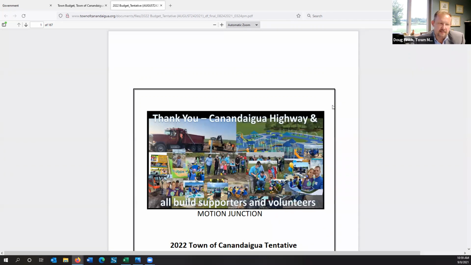I hope that kind of gives you a little bit better understanding of how the budget gets to the different stages and the processes and the creation of the 2022 Town of Canandaigua tentative budget, and kind of where it goes from here. As always, please feel free to email me or call with any questions at all.